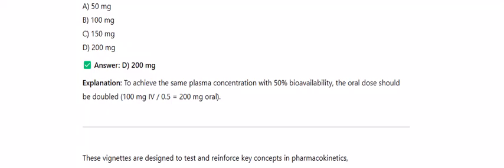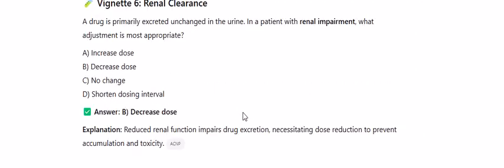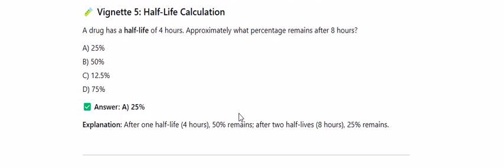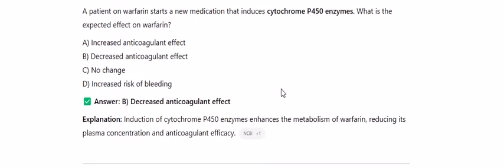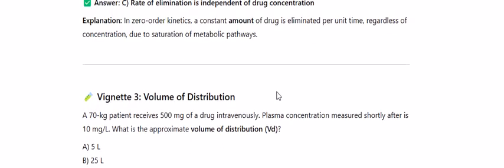Here are 10 Puerto Rico Medical Board-style clinical vignettes focused on pharmacokinetics, pharmacodynamics, and drug metabolism, each with 4 multiple-choice options and detailed explanations to enhance your understanding.